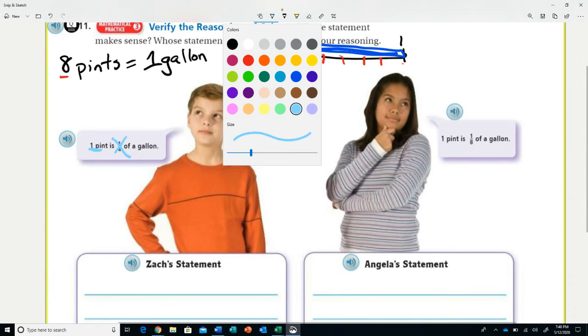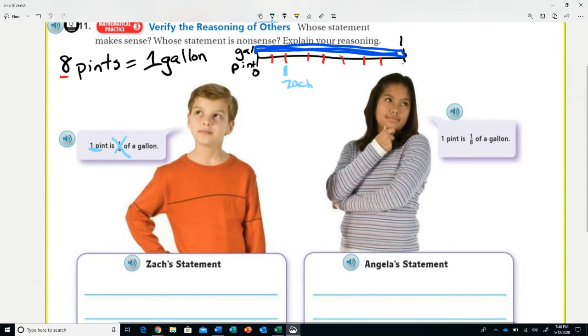So let me come over here. I'll pick green for Angela. 1 pint is 1/8. So this is the distance for 1/8. And since I know 8 pints make 1 gallon, she makes more sense. Zach is actually at a quart. 1/4 of a gallon is 1 quart. 1 pint is 1/8 of a gallon.